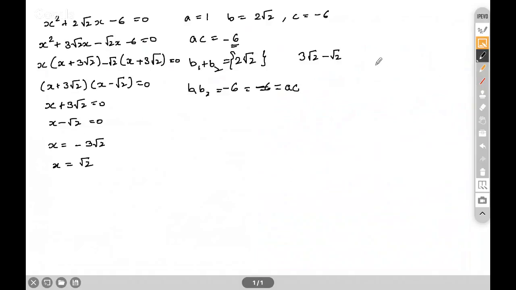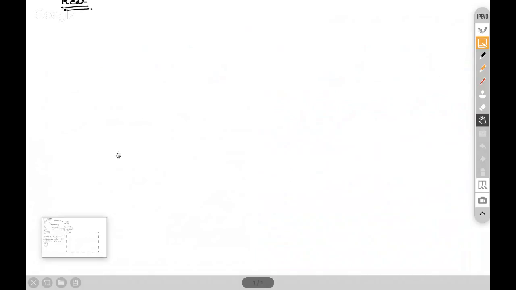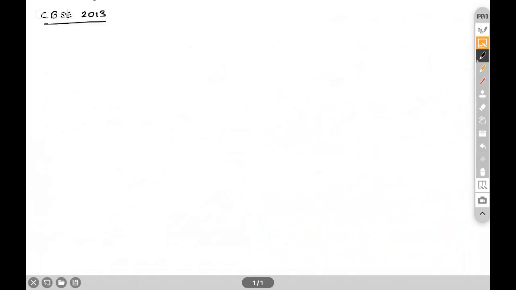Let us take a little bit more. Yeah, so let us take a CBSE 2013 question. What is the CBSE 2013 question? What does it say? Okay, so let us say we are trying to solve the CBSE 2013 question.